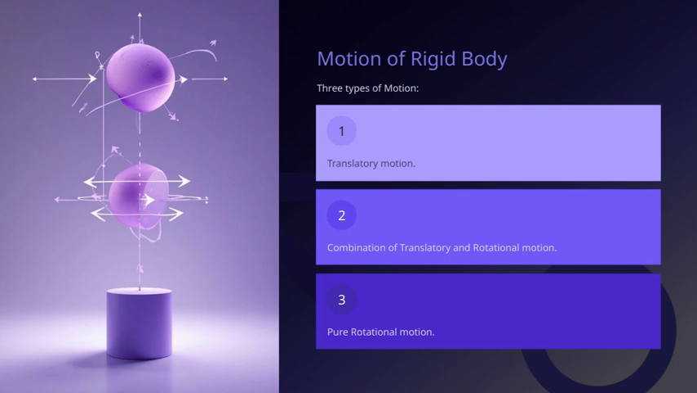All these types fit under the broader category of motion of a rigid body. Understanding these distinctions is crucial because it allows us to analyze and predict how different objects move in various situations. This foundational knowledge will help us tackle more complex dynamics problems later on.